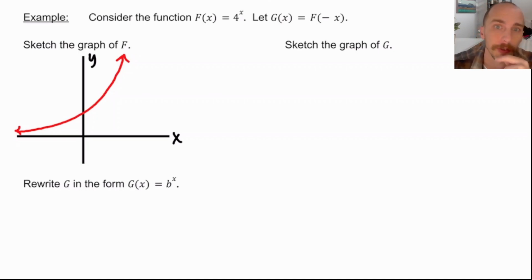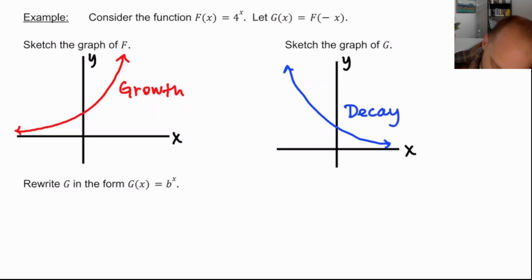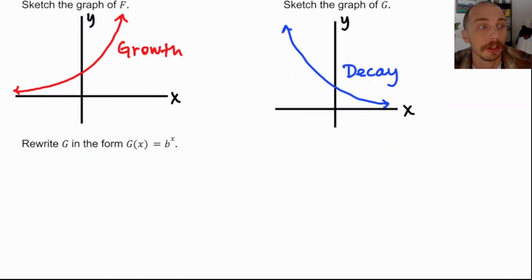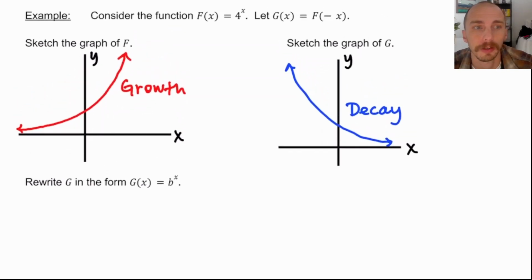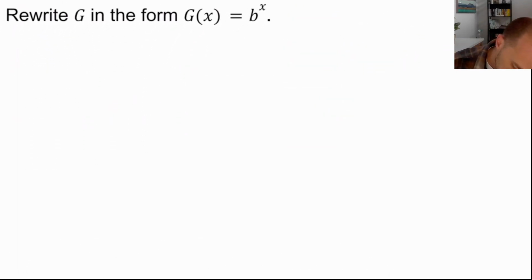Pivoting around the y-axis. Pretty much what I'm saying is that this piece of graph is going to need to go to the right of the y-axis, and that piece of graph is going to need to go to the left of the y-axis. And, I mean, it's not quite as good as the one on the left, but I think it's going to be good enough for our purposes here. But what I do want to point out is if this is exponential growth right here, and I flipped it around the y-axis, that I would be looking at exponential decay on the right. Okay, and we're going to see that algebraically when we rewrite g in the form g of x equals b to the x.